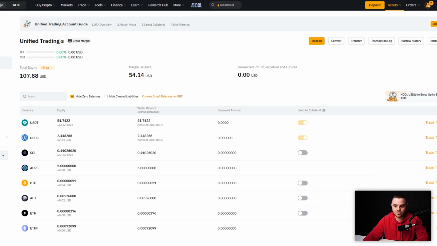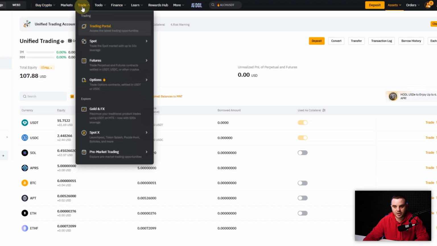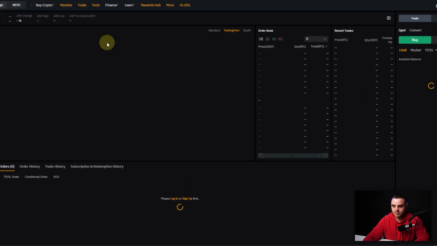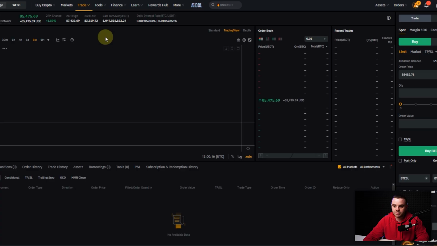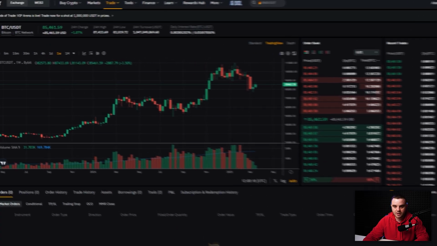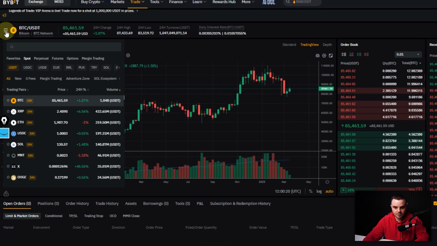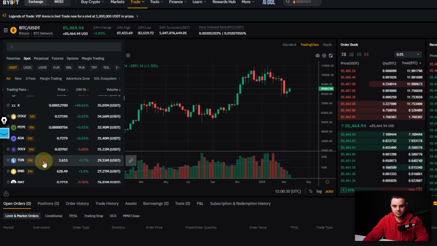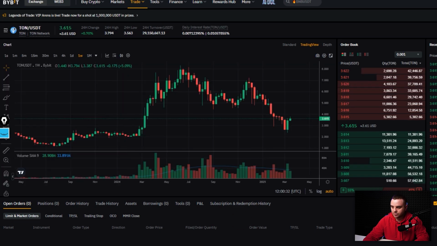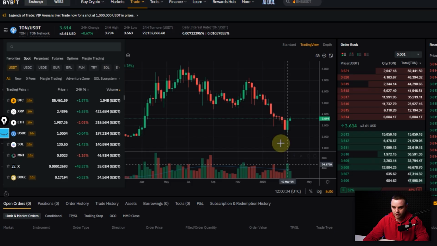What about any other coin? You can do the same. You go trade, go spot, and for example, you would like to buy Ripple or Dogecoin. What's the difference? Here, there would be this button. You open menu with coins. For example, let's buy Toncoin. For example, you would like to buy Toncoin. You go choose Toncoin, you can see it.